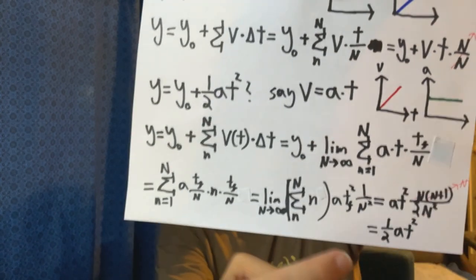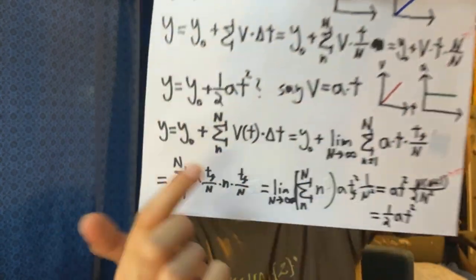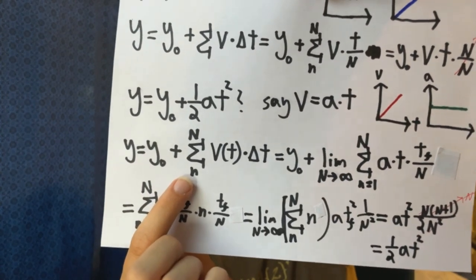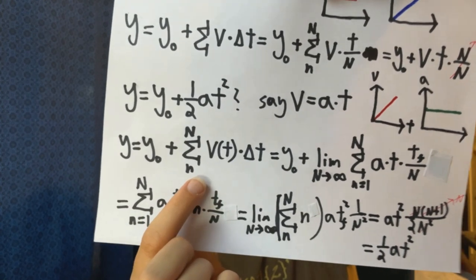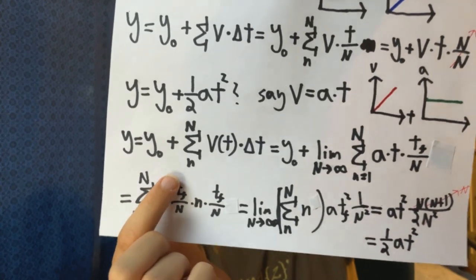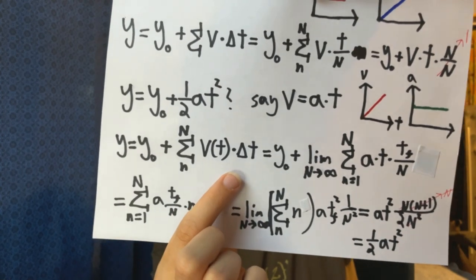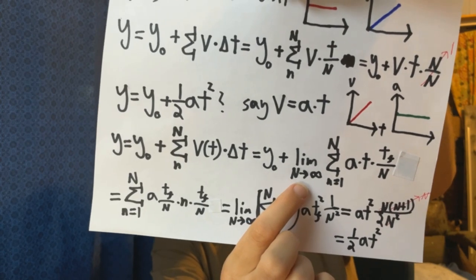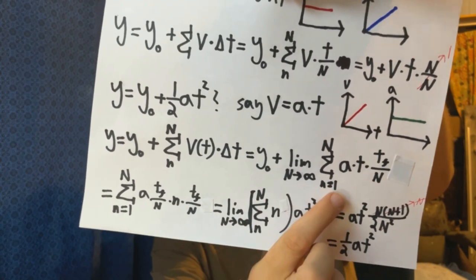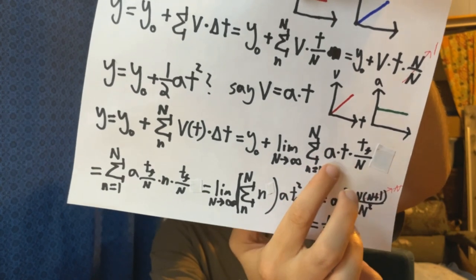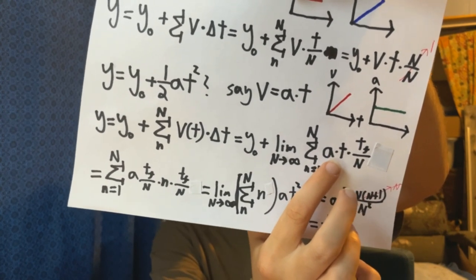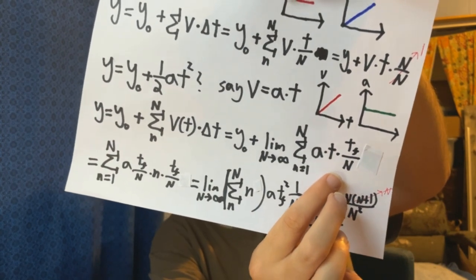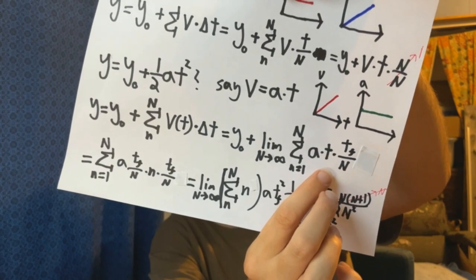Well, that's a little bit harder to do than this totally trivial case, but we just have to do a little bit of algebra and use a sum formula, which actually is the sum of a bunch of integers. So we say, again, sum over v of t times delta t, and then we're going to take the limit as delta t goes to zero, which we do by letting n go to infinity as we take the sum over a times t, because v of t is equal to a times t, where delta t is our final time divided by big N number of data points.